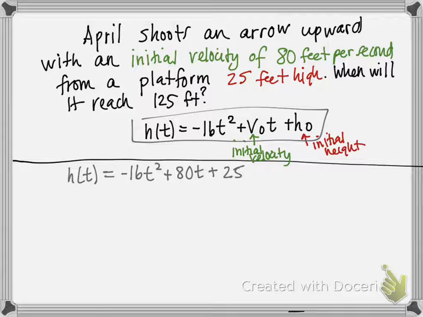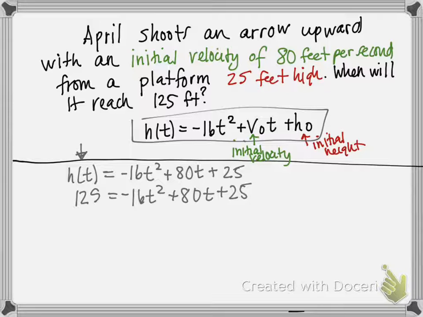All right, we need to know when the rocket reaches 125 feet. So again, this represents the height in relation to time. So we're plugging in 125 feet here. We need to know when that's exactly 125 feet. So negative 16t squared plus 80t plus 25. So essentially we're solving for time, right?